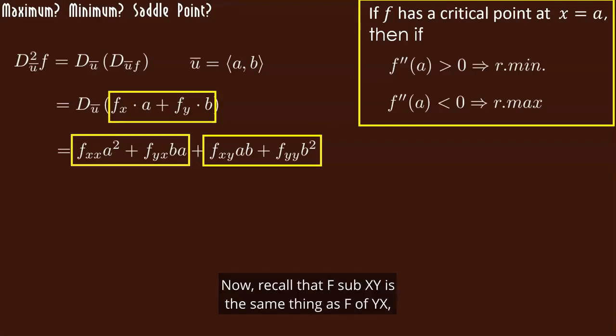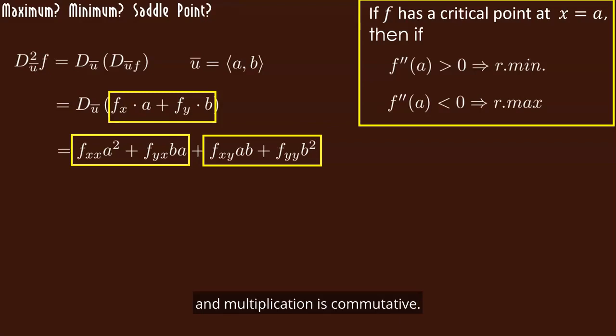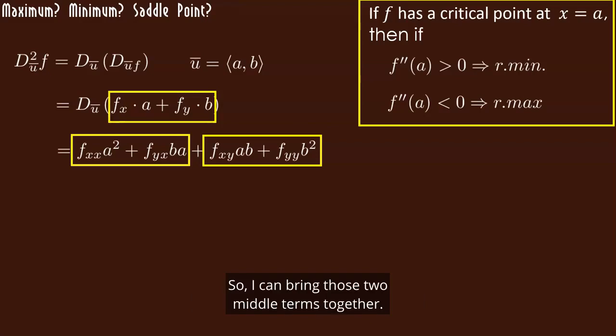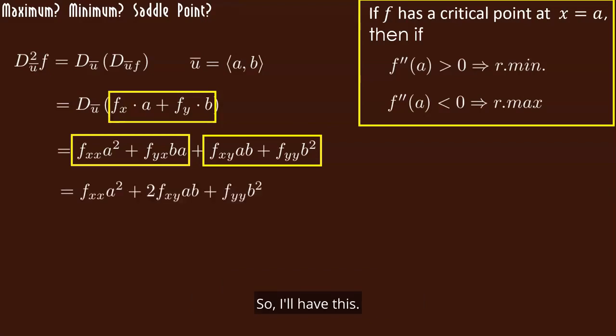Now recall that f sub xy is the same thing as f sub yx, and multiplication is commutative, so ab is the same thing as ba, so I can bring those two middle terms together. So I'll have this. Keep in mind, what I'm doing right now is mainly to show you why this is going to work. I'm not expecting you to generate this on your own. I just want you to try to follow why this works, because now it's going to start getting really gross.